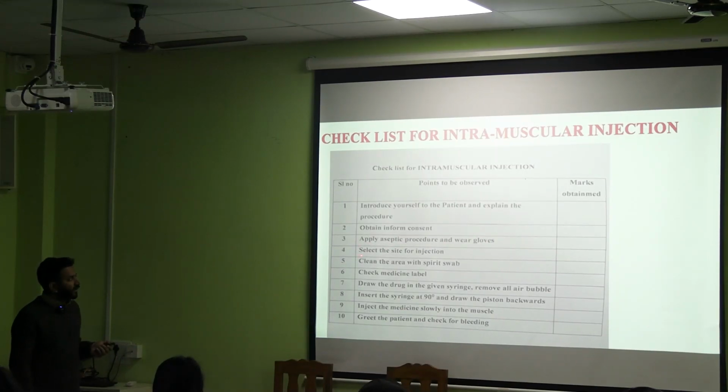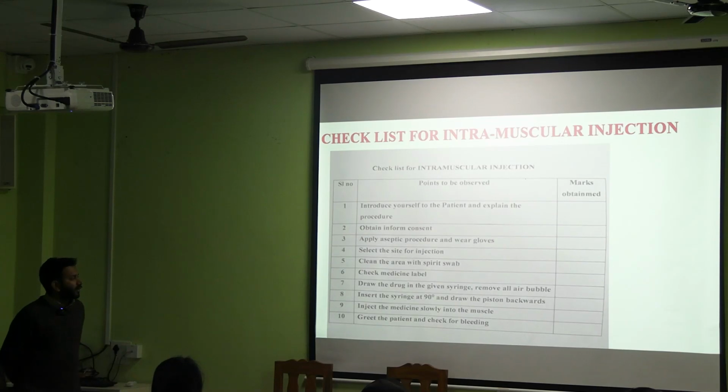Then you have to select the site for injection after locating the anatomical landmark, then clean the area with spirit swab, center to outward. Then check the medicine label. Then draw the drug in the given syringe and remove all air bubbles. Then insert the syringe at 90 degrees and draw the plunger backwards. Inject the medicine slowly into the muscle. Then greet the patient and check for bleeding.